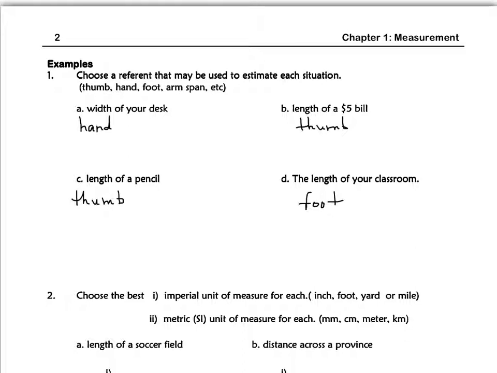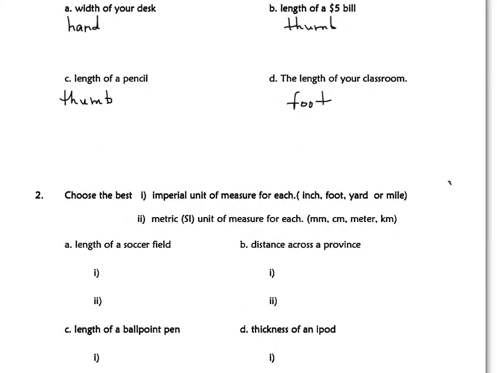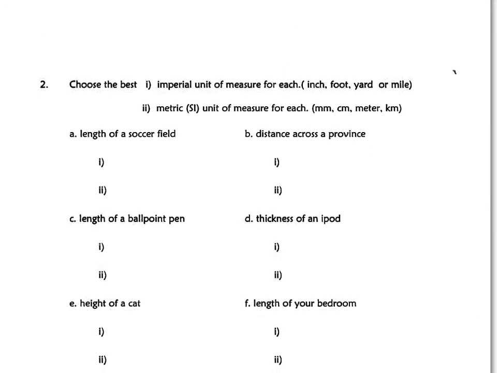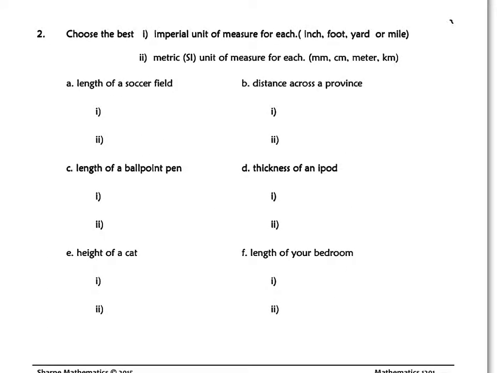You could stick to something else, an object that you know that would be about the width of a unit in measurement, whether centimeters or meters or feet or inches. Something that measures around the same size as those units in each of those systems of measurement. All right, so the next question asks you to choose the best imperial unit of measure for each. So an inch is about the size of your thumb to the end of your fingernail for most people.